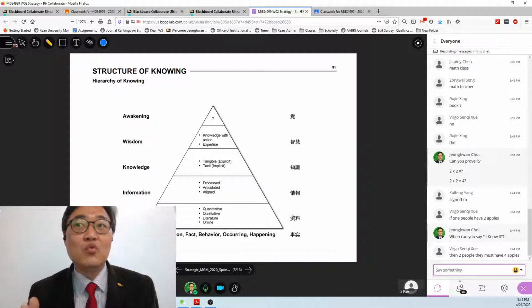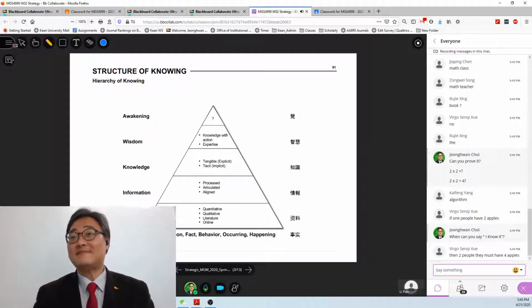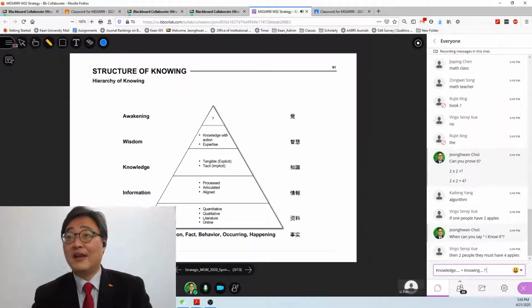What is know? What is knowing? Can you prove that you know something? 2 by 2 is 4? How can we say that? Can you prove that? Is it sure? Is it true? Because everybody says that, then that must be true? What if that is wrong? Everybody talks about it. Okay, so knowledge. That means you must know something. Then what the hell is the knowing?